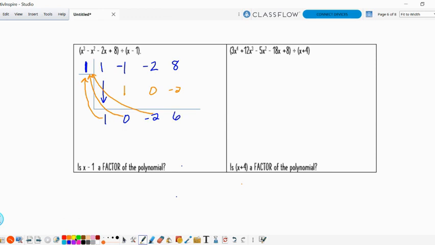So we need to write our answer and make our conclusion. Our dividend started with x cubed. That means our answer is going to start with x squared, and this last number is our remainder. Here's how we write our final answer. It's going to be x squared plus 0x minus 2. You can leave the 0x in there. You can totally omit it. Totally up to you. Both are correct. And we have a remainder of 6 that still needs to be divided by x minus 1. We have a remainder, so no, that is not a factor.